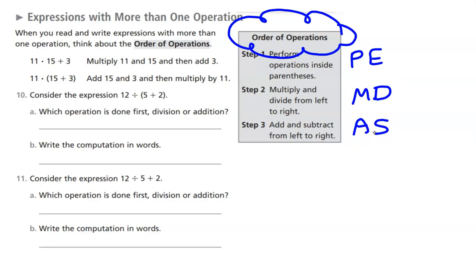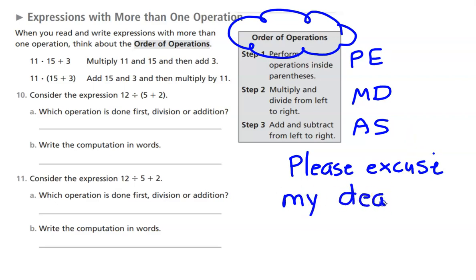PEMDAS is one of those things that I remember from when I was a kid. We always learned, please excuse my dear Aunt Sally. Maybe she farted at the table or something, who knows. But you are going to please excuse my dear Aunt Sally, okay?